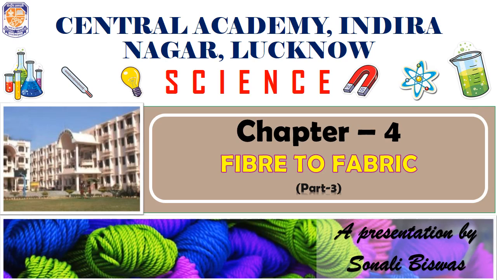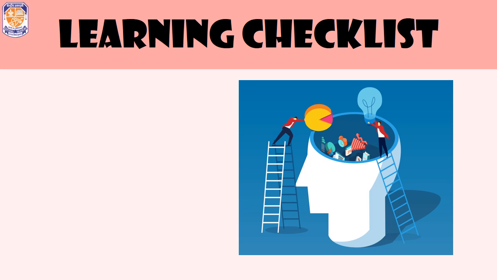So, in continuation with chapter 4, Fiber to Fabric, here I present you part 3. So, let's see what is going to be the learning checklist for today. Today, we will learn about two of the most important natural fibers that are present around us. They are cotton and jute.